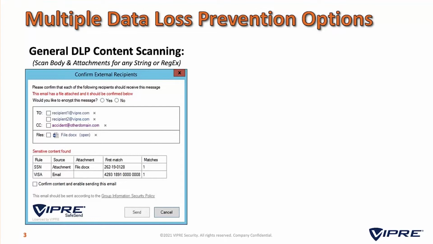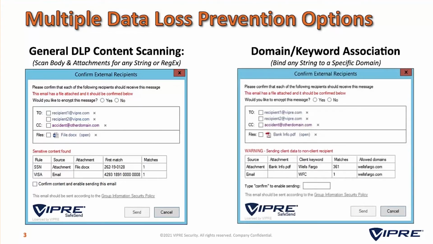But we can also go from the angle of domain keyword association. So what we can see here is what we've done is we've bound just the words Wells Fargo and WFC to the wellsfargo.com domain. And with that, we can see in, again, both the body of the email and the attachment, how many of these things were mentioned. And the recipient, there's at least one that's not from the allowed domains. So now we have safe send popping up, and you have to type the word confirm to say it is okay to send this client data to a non-client recipient. But again, this could be just basic information, like you see the different strings of WFC and Wells Fargo.